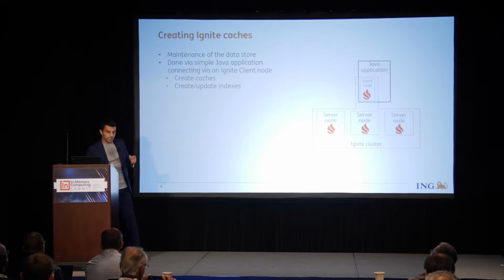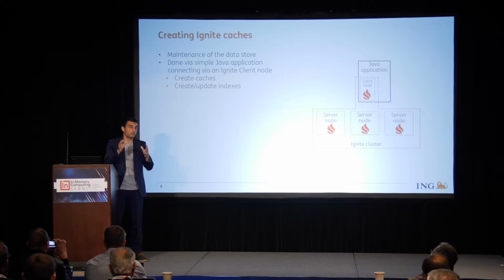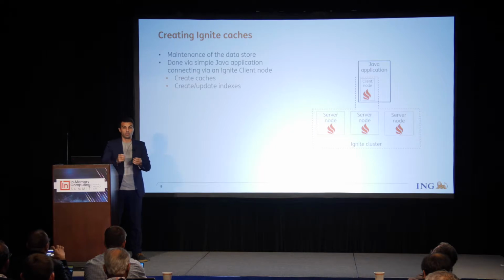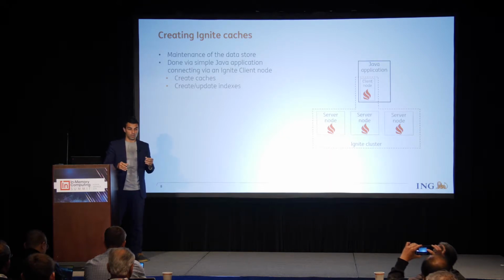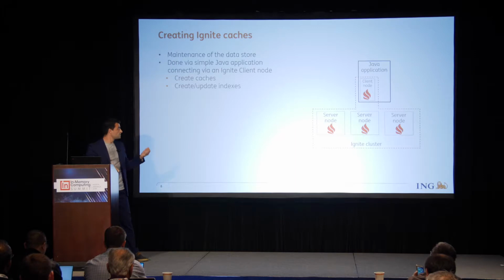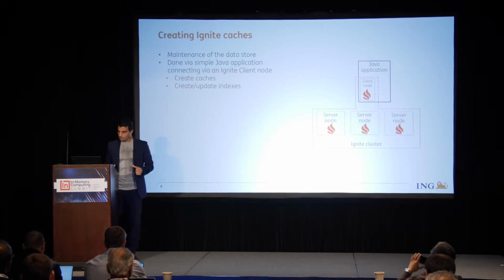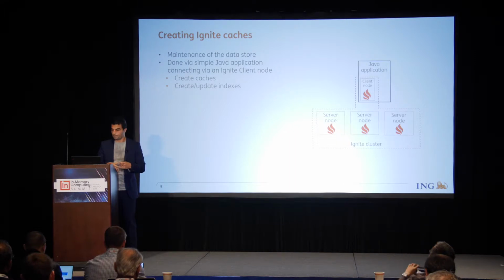Then, quickly, to maintain those caches, we have a small Java client that would just start, send a command, and then stop. For instance, when we want to create a cache, the client starts, sends the create cache command to the Ignite cluster, and then shuts down once it's done. It's a Java application, simple. We can update indexes as well if you want. It's really like a client to a database, I would say.